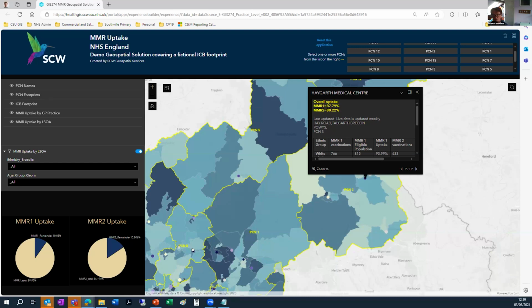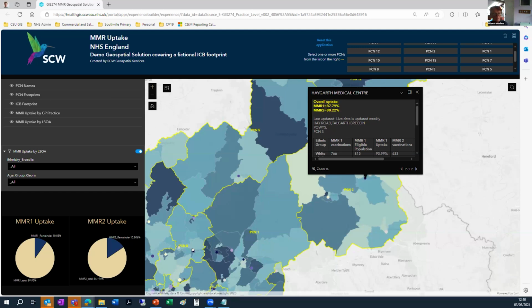So the geospatial work just looks at children. The people we work with in NHS England are very keen to understand the adult population as well. Data is harder to get hold of because it's quite different systems for the adults, but we'd love to be able to take it further to the adult population.